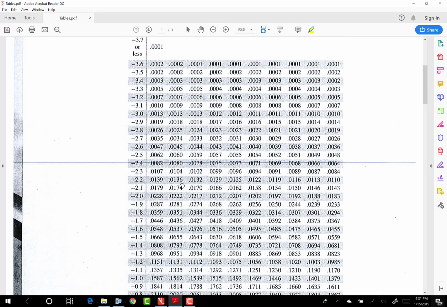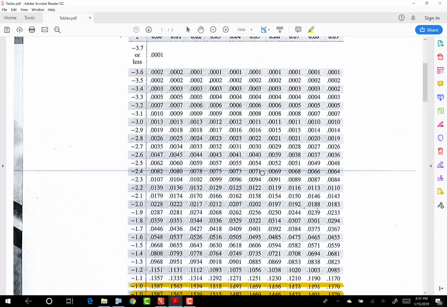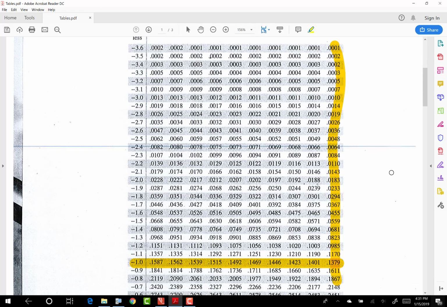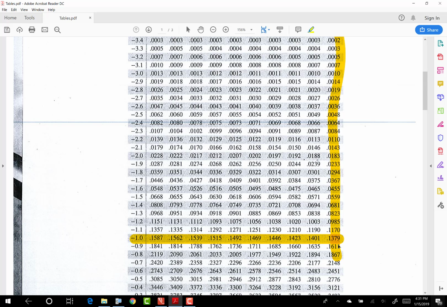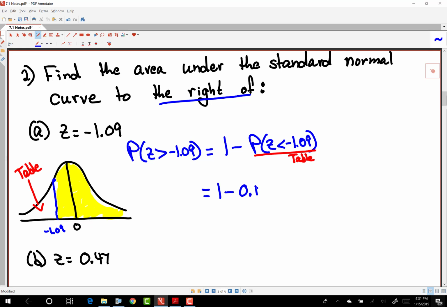Okay, so we're still on the negative page. It's negative 1.0. So we're going to look at this row. 9. So 9 is the last column. So we're going to look at this column. And so we can see the value is the one where they match up. It's 0.1379. So we have 1 minus 0.1379. And if you subtract that, you're going to get 0.8621.